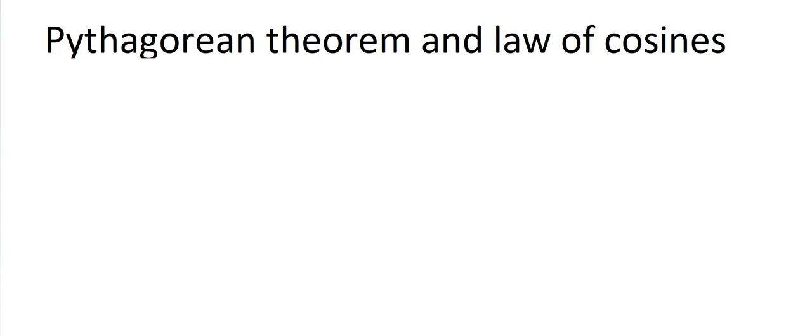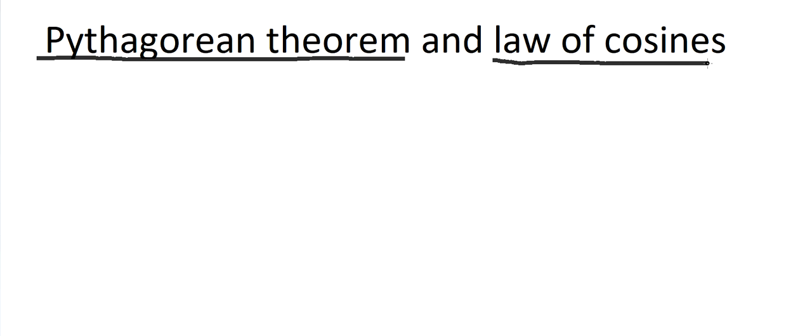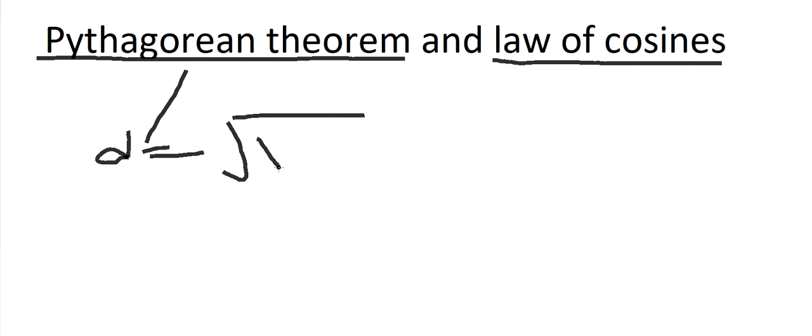Today I'm going to be talking about the Pythagorean theorem and the law of cosines. Normally these two things are taught separately. They both are in the same trigonometry, and the Pythagorean theorem pretty much branches off into the distance formula, since the distance formula is based off of the Pythagorean theorem. You know, this formula.